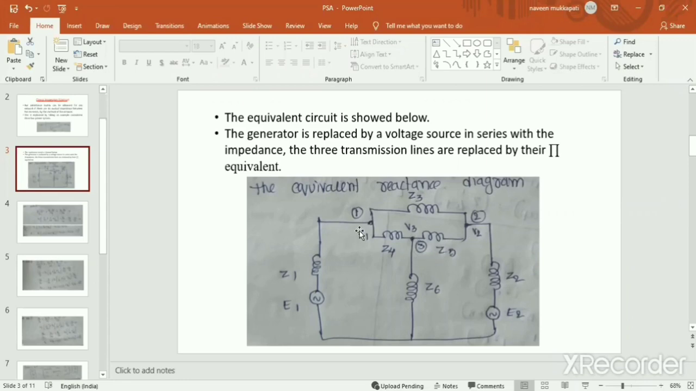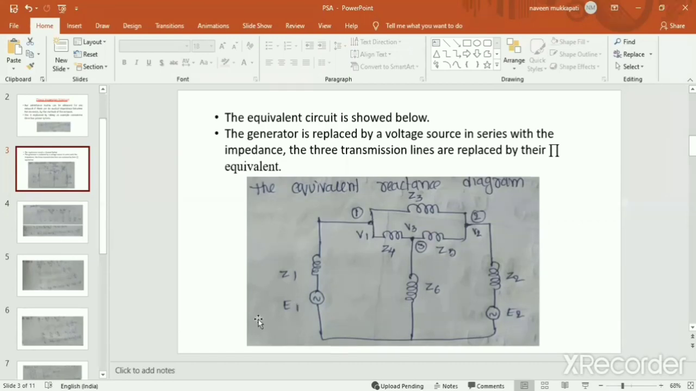After that, we apply KCL at each node and write down the equations for the three nodes. That is I1, I2, I3. Apply KCL at node 1, apply KCL at node 2, apply KCL at node 3. What is the KCL at node 1?